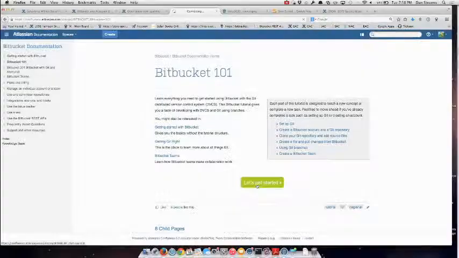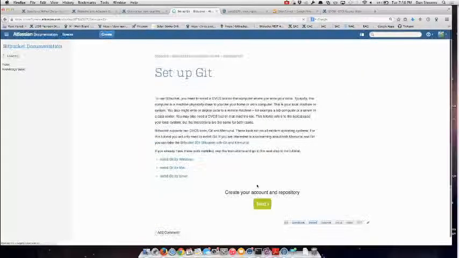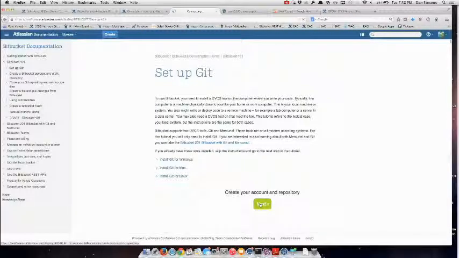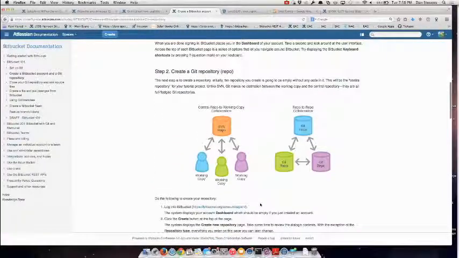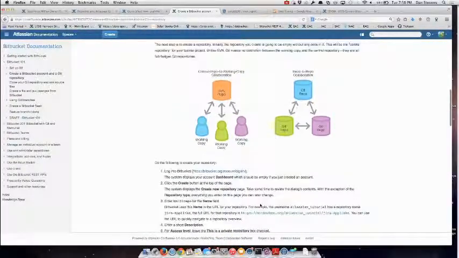And what I didn't show you is that in the 101, there's also the setup Git, which is just a real simple guide. We also take you through the concepts so that you get it.